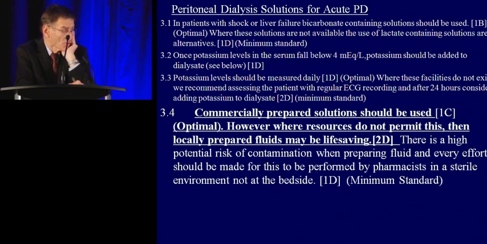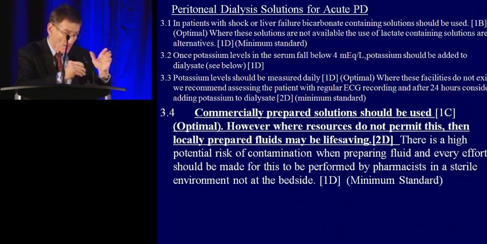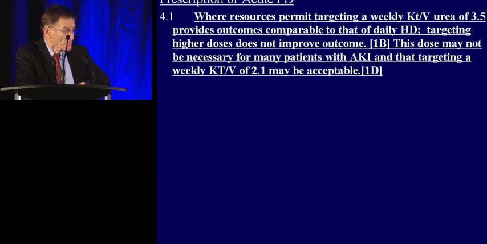And then we preferred commercially prepared dialysis solutions because, again, it decreases the risk of mistakes and infection rates. However, when resources do not permit this, then locally prepared solutions may be life-saving. And in these guidelines, we go through a detailed chart of actually how you can make PD solutions from normal saline, from Ringer's lactate, from Hartmann solution, et cetera. So the guidelines cover how you can actually make the solutions, but we prefer to get commercially prepared solutions if the cost is right and we're able to get them.